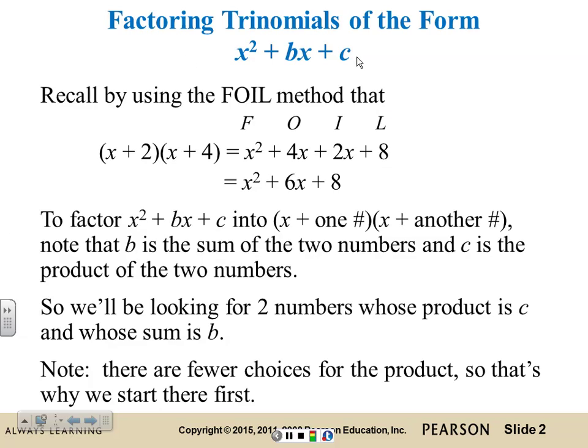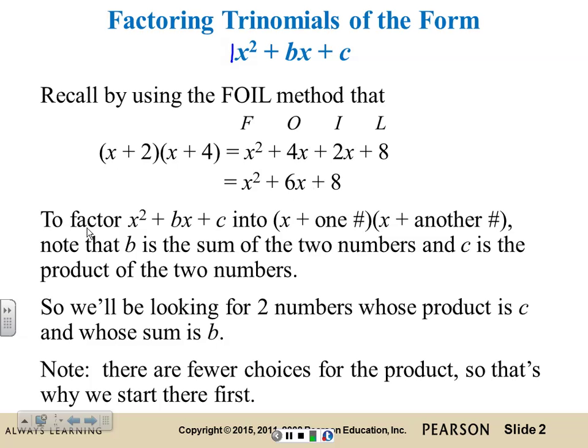So factoring trinomials of the form, again, x squared plus bx plus c, your leading coefficient is 1. What we're going to do is we're going to undo the FOIL method. So if you remember how to do the FOIL method on a review, you take the first times first and you get x squared. And then x times 4 is 4x, and then 2 times x is 2x, and 2 times 4 is 8. And then you combine, add those middle terms, or the like terms.